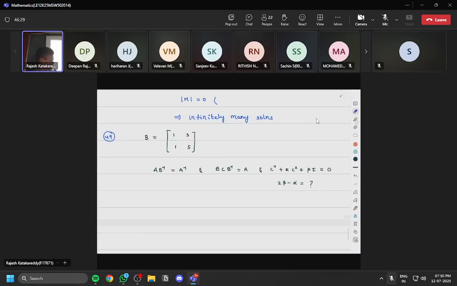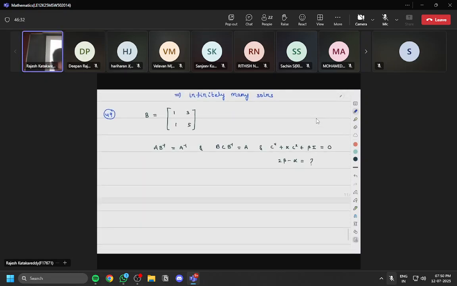This can be solved using the characteristic polynomial again. Notice that A into B inverse is equal to A inverse. Taking this equation, left multiply with A on both sides. A into A B inverse is equal to A into A inverse, that is identity of second order. A square into B inverse must be equal to I2.